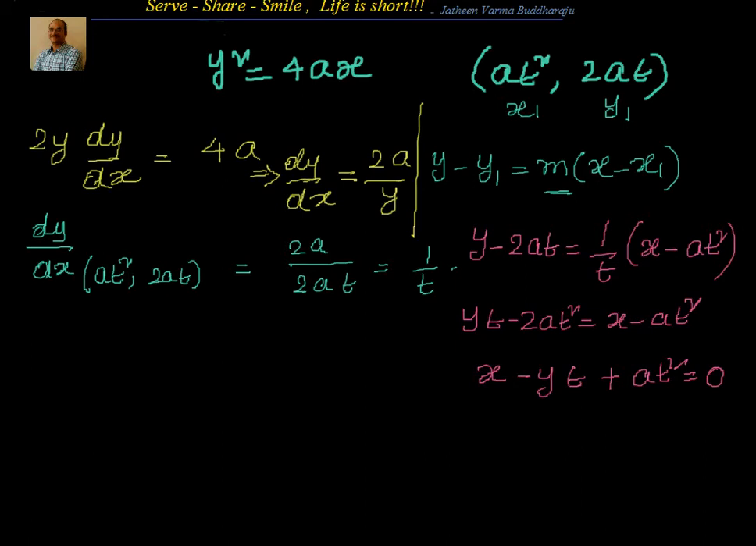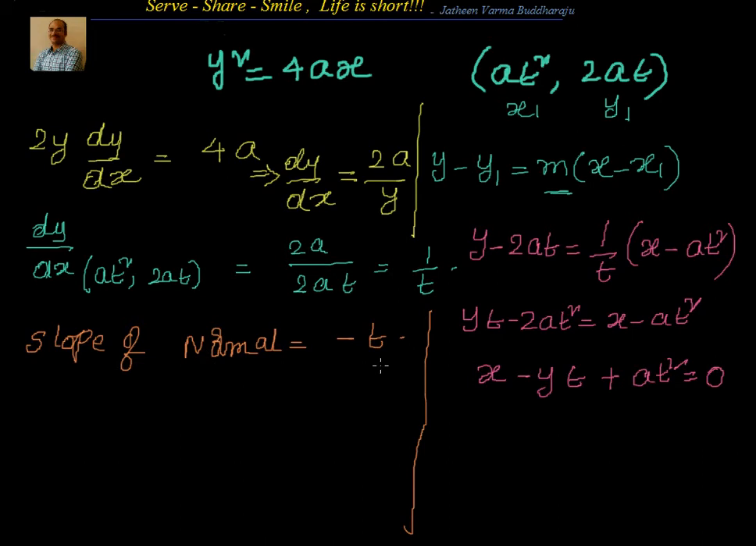Now let's go to the normal. What is the slope of the normal if the slope of the tangent is 1 by t? Slope of normal is equal to the negative reciprocal of the slope of the tangent. So that will become minus t.